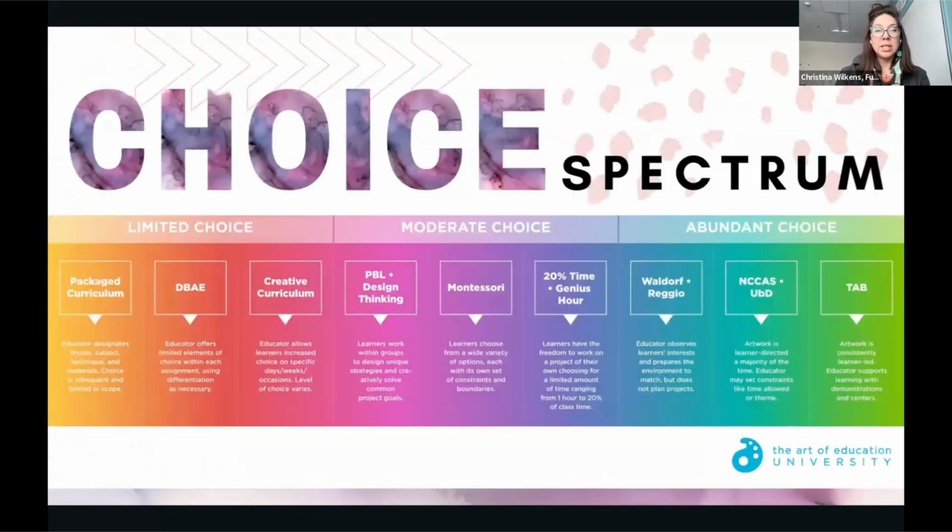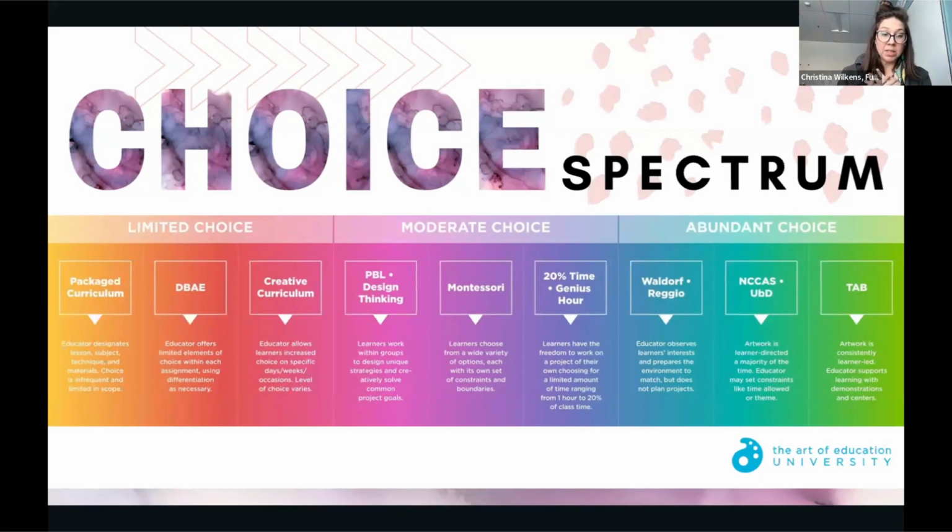Now, this idea of choice, this idea of focusing on process is really key to understand, that in any education on any level, but specifically within the arts, choice is a spectrum. So on the left-hand side, you'll see some examples of limited choice, working through moderate choice up to abundant choice. So one that I would like to highlight for limited choice is DBAE, or discipline-based art education.